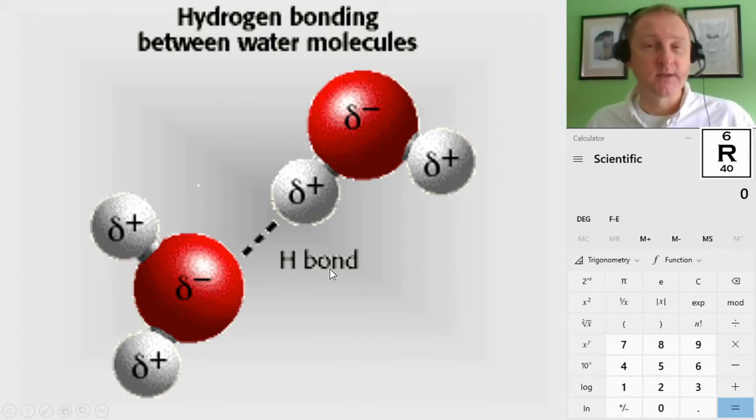Remember, hydrogen bonds happen between things that are very, very F-O-N: fluorine, oxygen, or nitrogen. When you have a hydrogen able to attract to another molecule of fluorine, oxygen, or nitrogen, you can get a hydrogen bond, which is the strongest dipole-dipole bond.